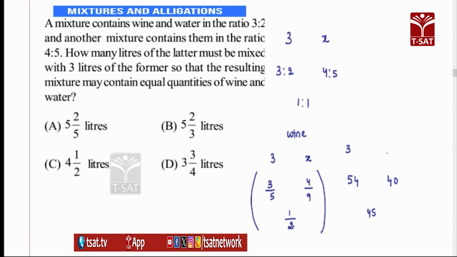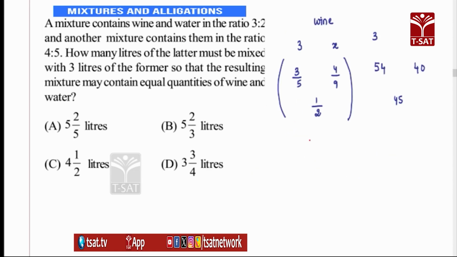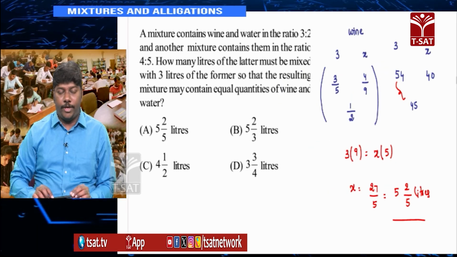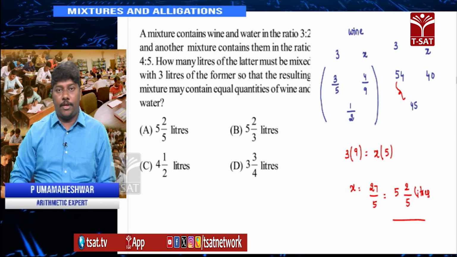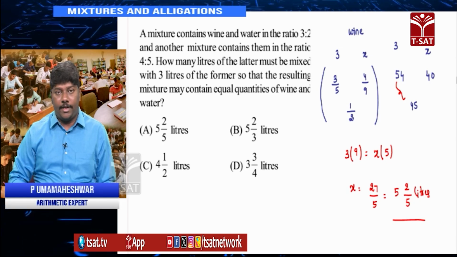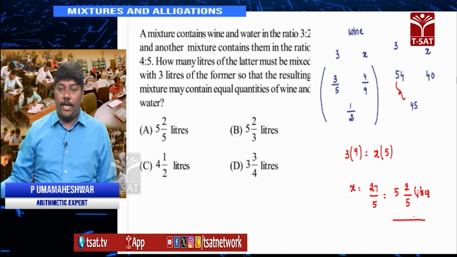Now 3 and x. The formula says n1 d1, that is 3 into the difference between them, which is 9, equals x into the difference between them, which is 5. So the latter is how many liters? You can say 27 by 5, that's 5 2 by 5 liters. So how many liters of the latter must be added? 5 2 by 5 liters of the latter must be added. This is a typical example of mixtures and alligations, where you are mixing the first one and the second one, and the third ratio is also given. He is asking you how many liters of the second mixture must be mixed.